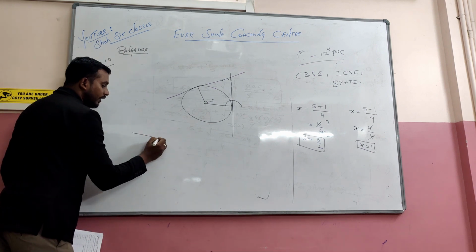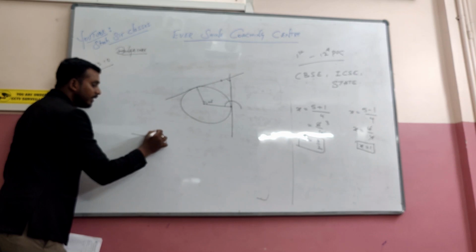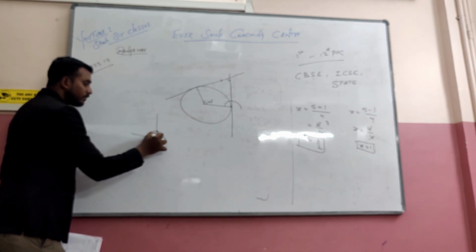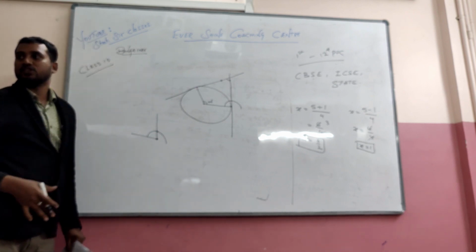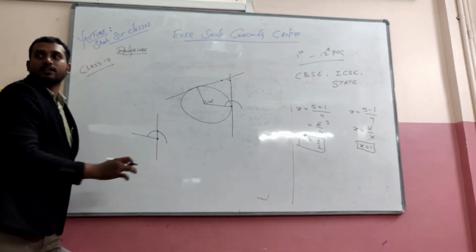See here. This is the point. Now I want to draw a tangent here. Mark. This is my 90 degree. Correct? Draw one line. This point and this point you should join. So this is the tangent. Extend this line as it is drawn.